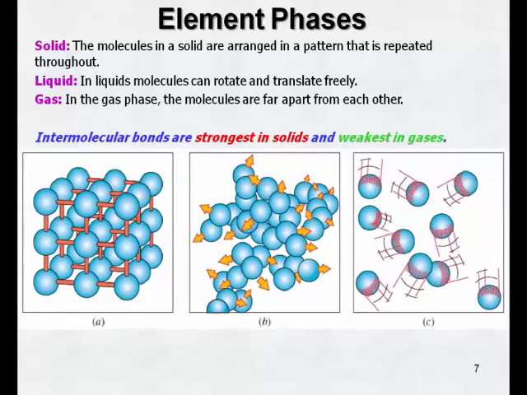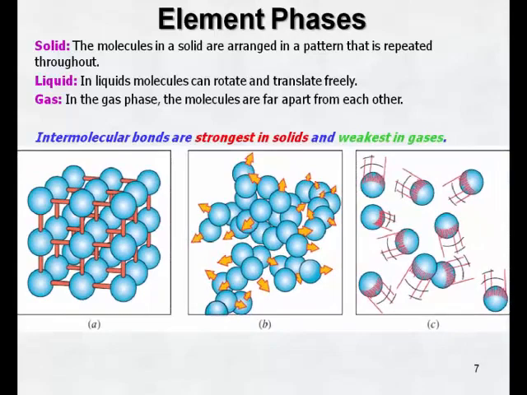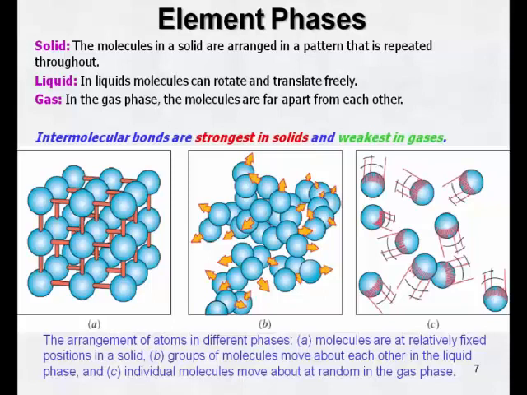Look at the figure A, B, C. A represents solid, B represents liquid, C represents gases. Solid is bonded tightly, whereas liquid and gases flow freely. That's why they are called fluids. Molecules are in a relatively fixed position in a solid. The group of molecules move about each other in the liquid phase. Individual molecules move about at random in the gas phase.